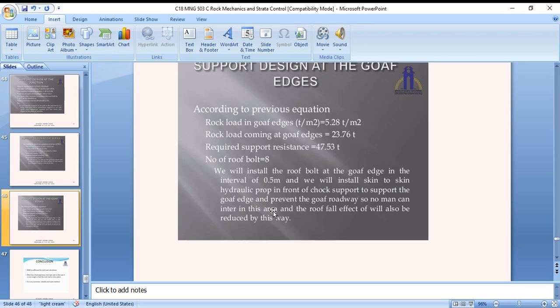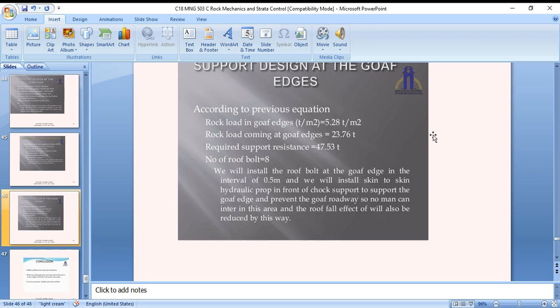So we will install the roof bolts at the goaf edge at an interval of 0.5 meters, and install skin to skin hydraulic props in front of chock supports at the goaf edge to prevent goaf roadway. So the roof fall effect will also be reduced this way. Now we go to the concluding part.